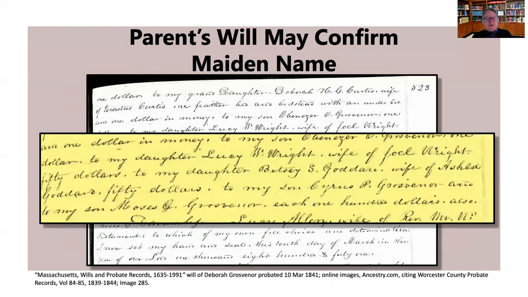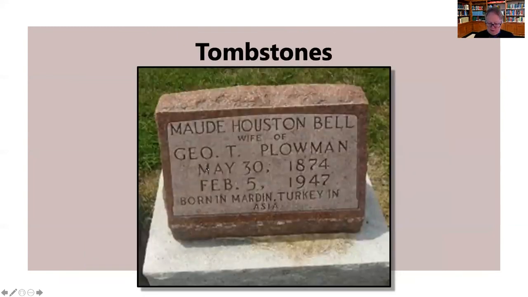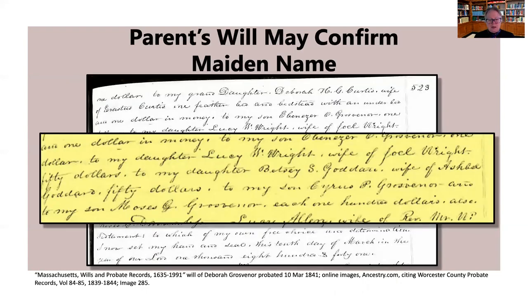Now, the will of a parent may also confirm a maiden name. This is the will of Deborah Grosvenor, who died in 1841 in Petersham, Massachusetts. In the will, she names her children, and the special value to us is her daughters are listed by their married name. So here it says, to my daughter, Betsy S. Goddard, wife of Ashel Goddard, $50. This is a gem.